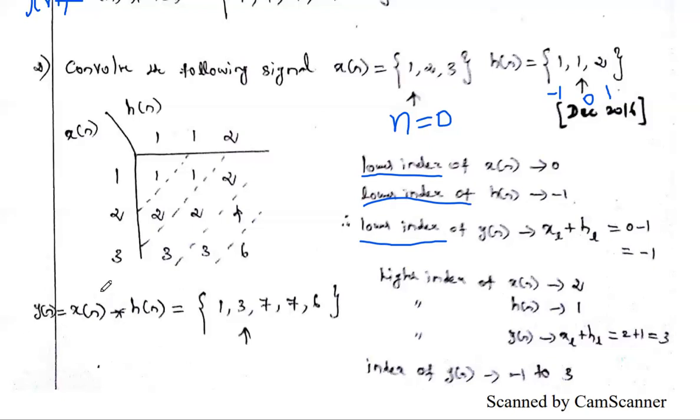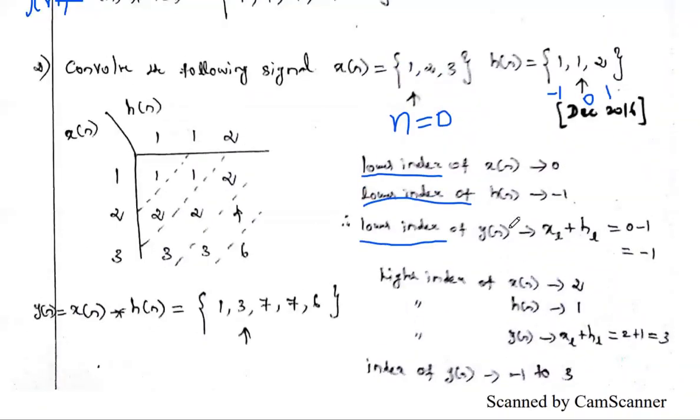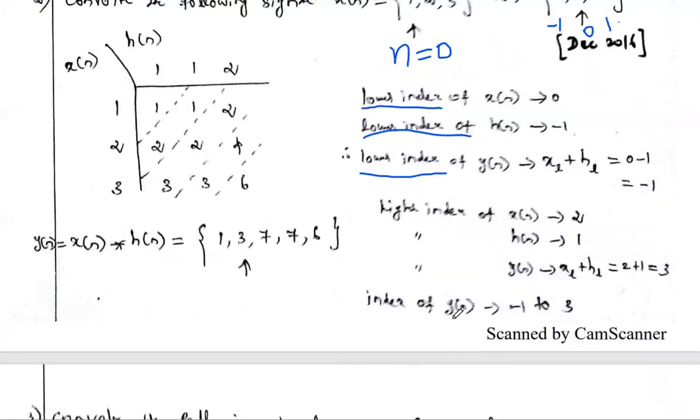So this resulting signal y of n has the sequence 1, 3, 7, 7, 6. The lower index of this output y of n is -1. Okay, this is the thing. Similarly, the higher index. What is the last value, the final value of y of n that we have to determine? In order to find the higher index of y of n, you just add the higher index of x of n and the higher index of h of n.